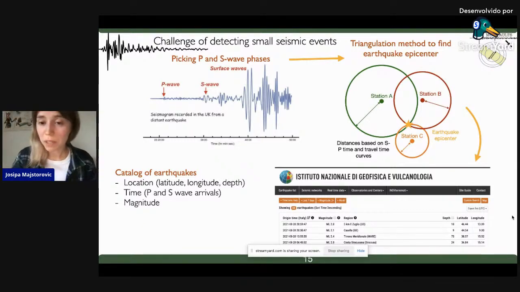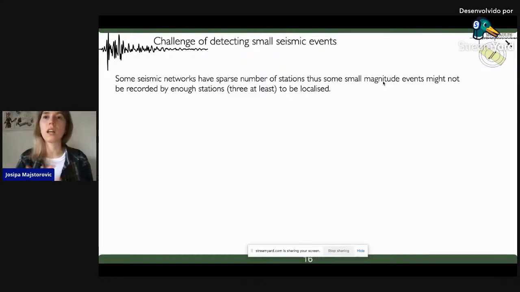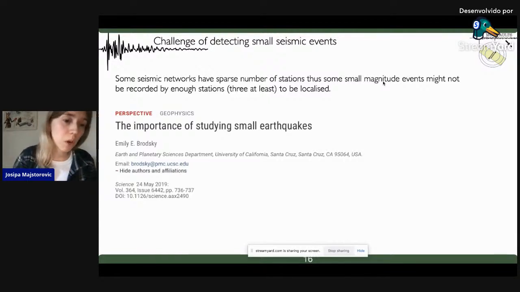The problem is, what if you have an earthquake that is recorded by only 1 station? In that case, you cannot use the classical triangulation method to locate the earthquake. It has been shown in numerous studies that most of these catalogs miss some events, particularly small magnitude events. The reasons can be that they are too small, or that you don't have enough stations in the specific area. Also, there is now a trend in seismology where, for example, this paper from Brodsky in 2019 shows that it's quite important to study these small earthquakes that we were omitting for years in our data, because they give us information.